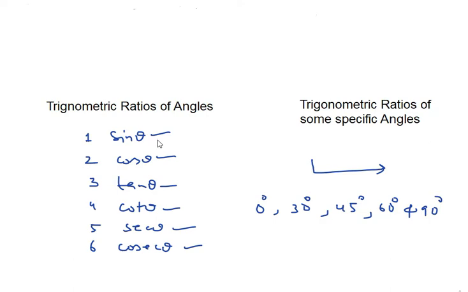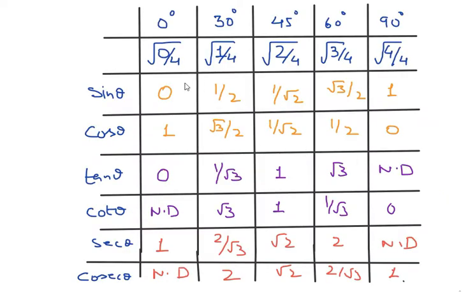And in this video, I have already explained to you trigonometric ratios of some specific angles like 0 degree, 30 degree, 45 degree, 60 degree, and 90 degree. So I am going to show one more time the table. I am going to revise the table in front of you. Look at this. You can see on your screen we have 0 degree, 30 degree, 45 degree, 60 degree, and 90 degree.